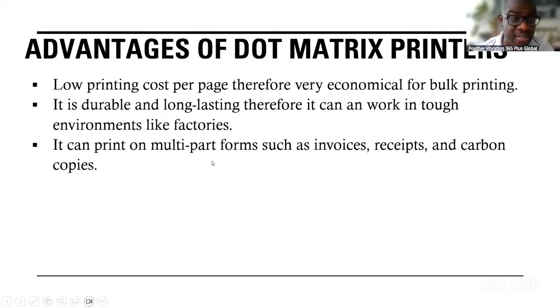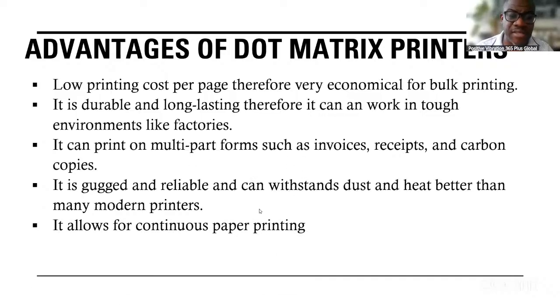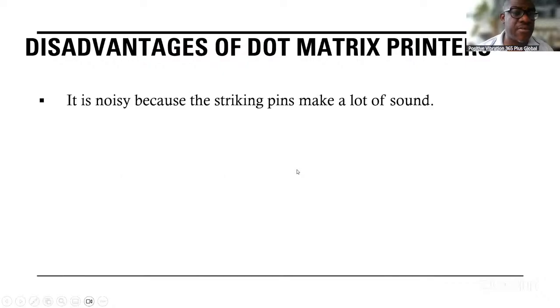It can cross it. All right. It can print on multi-part forms, such as invoices, receipts, and carbon copies. It's impact, so impact print: invoice, receipt, carbon copies. Cool. And of course, it is reliable and can withstand dust and heat better than modern day printers. So if you are working in construction, or a hardware store where there is lots of dust, this is probably the best type of printer to have there, okay? And of course, it allows for continuous paper printing.